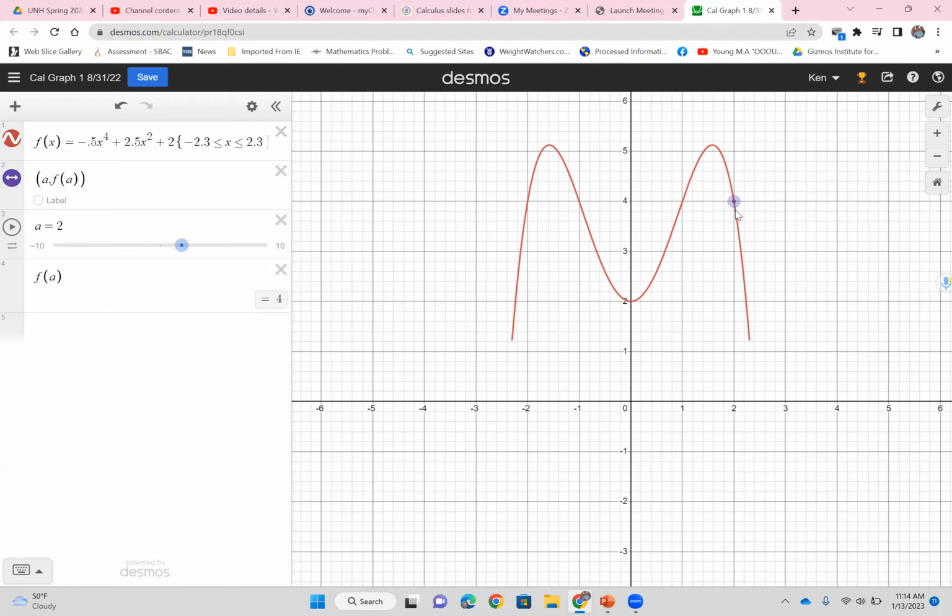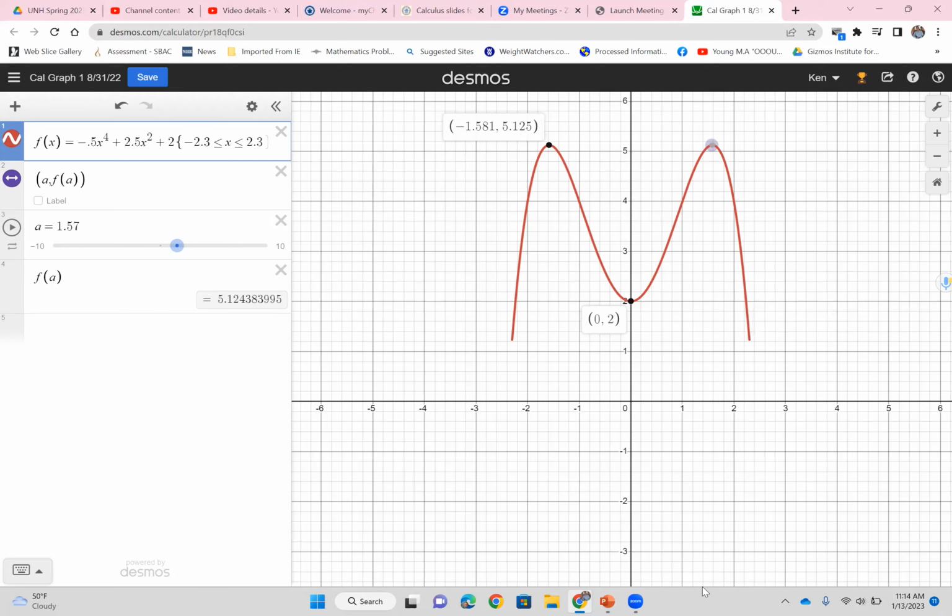Range are the y values. So our biggest y value is up here. We could see the biggest y value is 5.125. And our smallest y value is not here, although it looks like it could be, but it's what's going on at negative 2.3 and positive 2.3. So our smallest y value is 1.233. So we would say the range of this function is from 1.233 to 5.125 inclusive. Now, how do we write this in calculus?